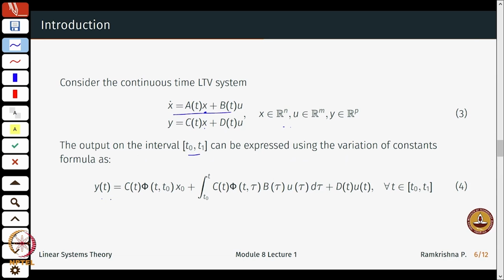So y of t is C with the state transition matrix, the initial conditions, and these terms in the integral, and of course D of t plus u of t. Okay, I'll not go into the details of this. This was done extensively in the lectures in week 4.